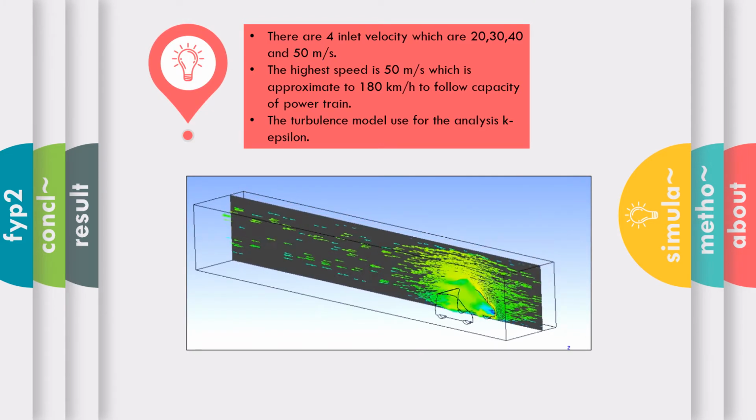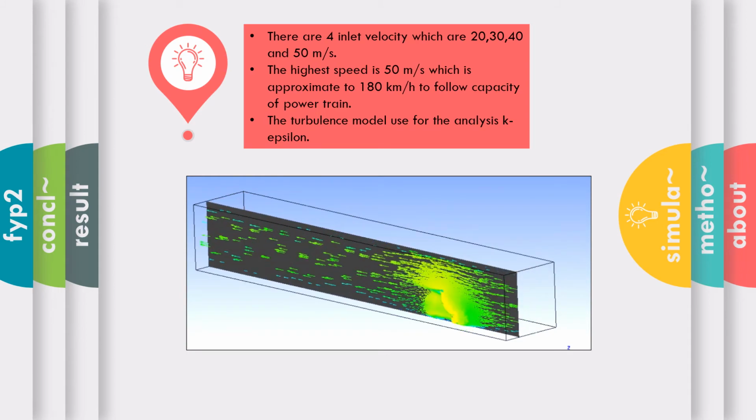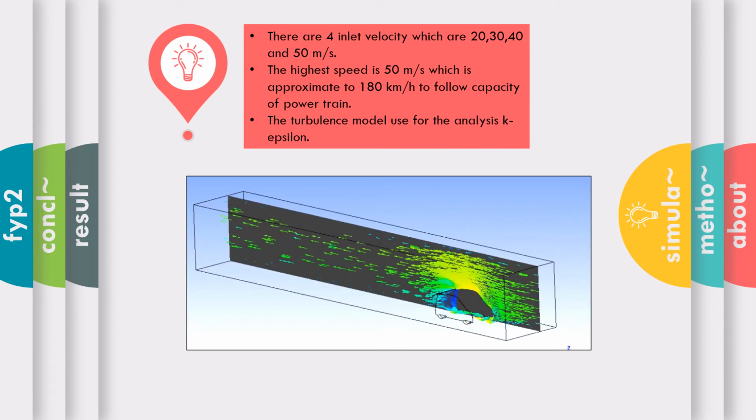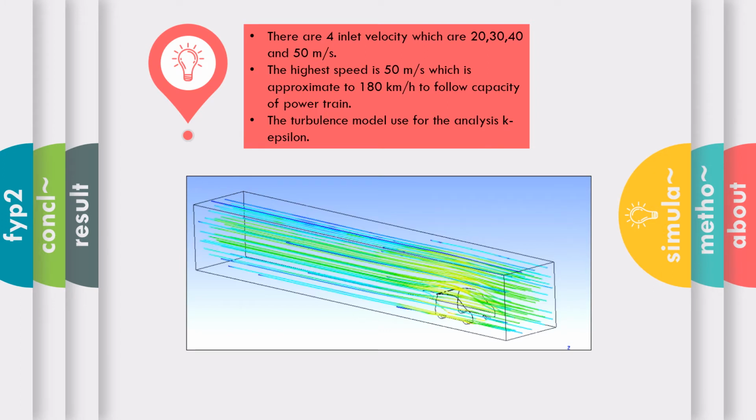The video shows the velocity vector of the car. The plane moves from left to right, where the velocity vector acts on the car. Next, I will show the streamline velocity acting on the car. We can see that the streamline flows from inlet to the outlet.